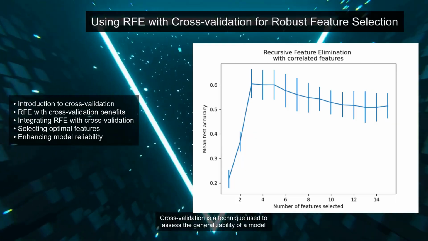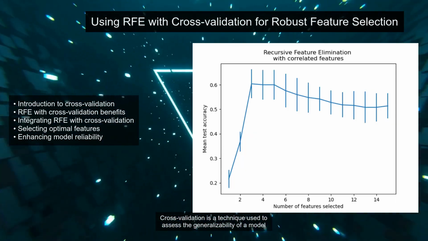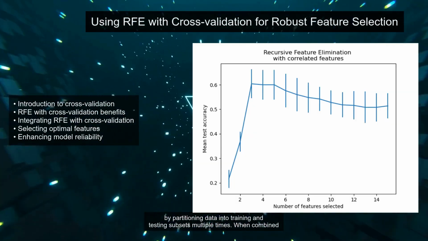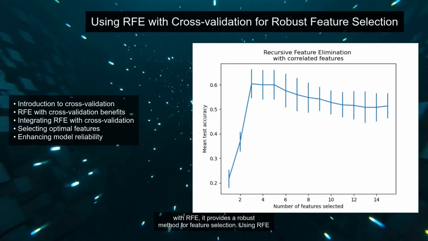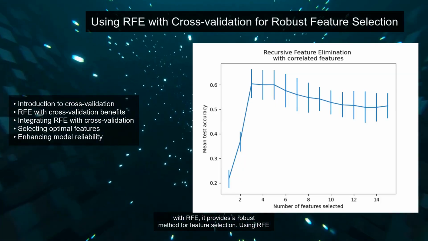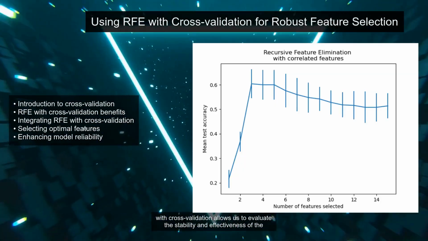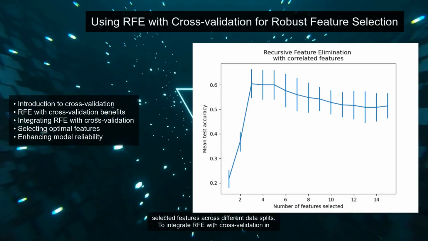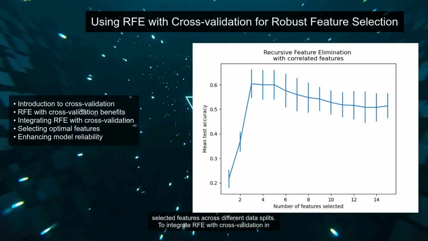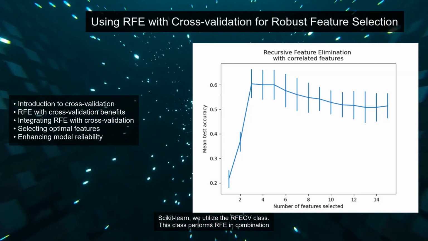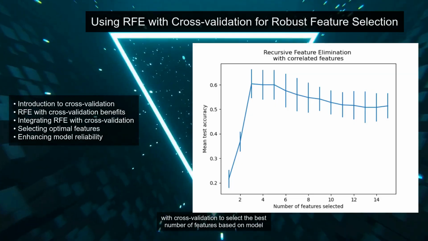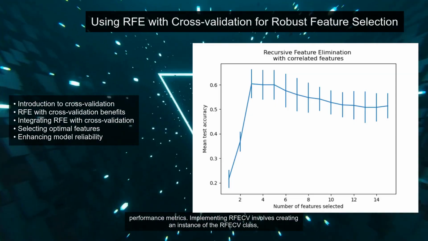Cross-validation is a technique used to assess the generalizability of a model by partitioning data into training and testing subsets multiple times. When combined with RFE, it provides a robust method for feature selection. Using RFE with cross-validation allows us to evaluate the stability and effectiveness of the selected features across different data splits. To integrate RFE with cross-validation in Scikit-learn, we utilize the RFECV class. This class performs RFE in combination with cross-validation to select the best number of features based on model performance metrics.